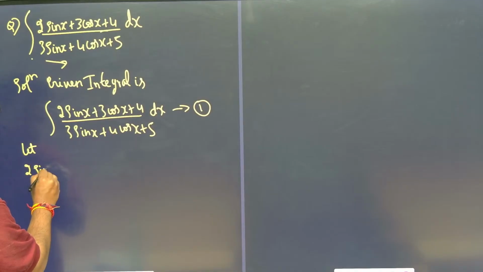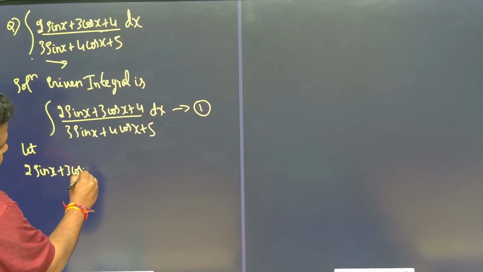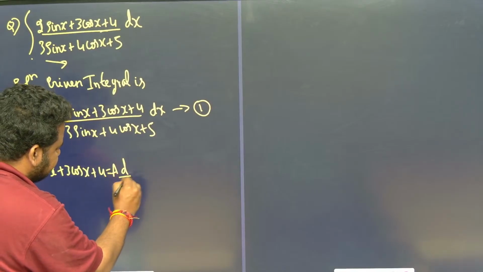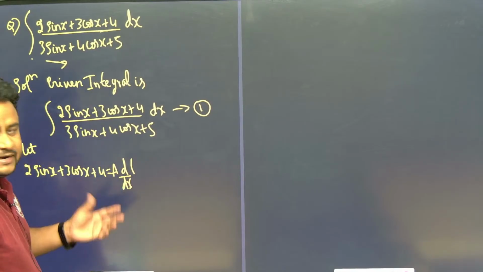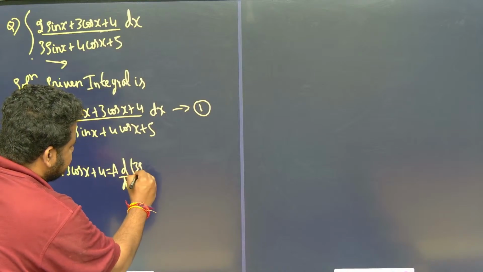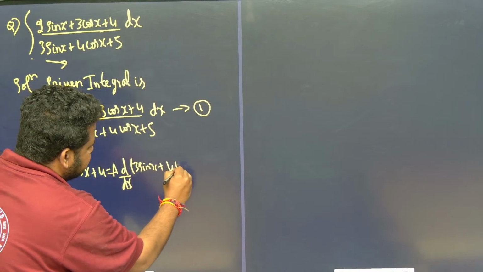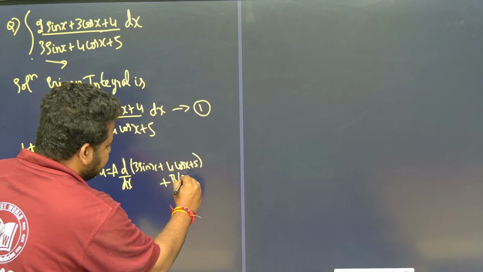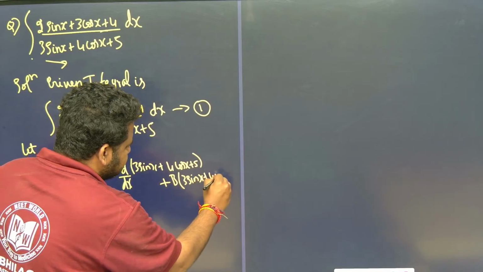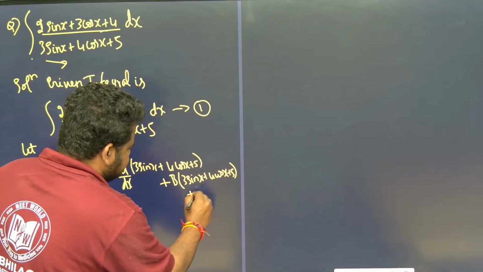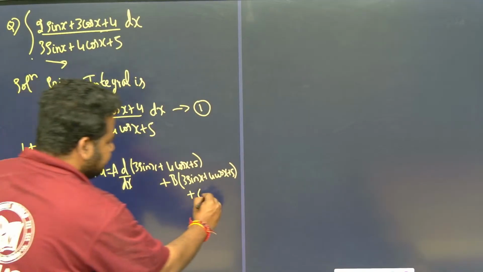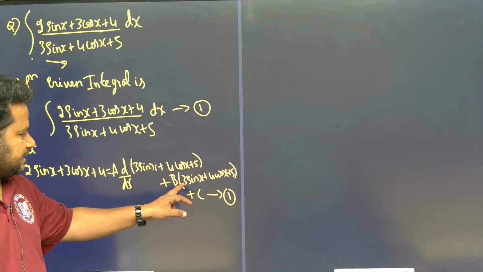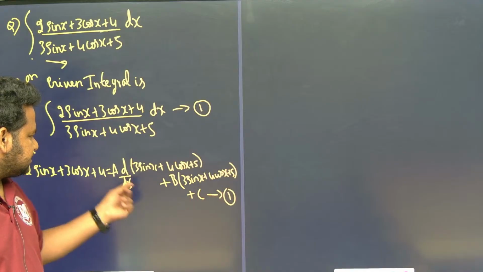2 sin x plus 3 cos x plus 4 will be equal to what? It will be equal to a constant a into d by dx of the numerator or the denominator? It is the denominator. That is 3 sin x plus 4 cos x plus 5, plus b into the denominator, that is 3 sin x plus 4 cos x plus 5, plus c. This is what we have. Here a times d by dx of this one.